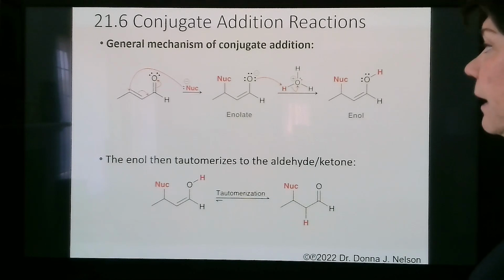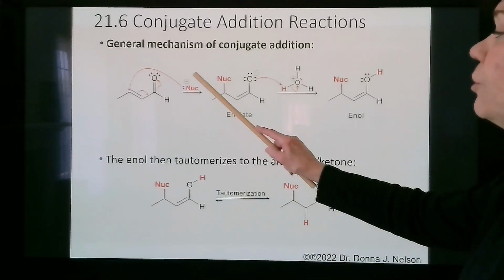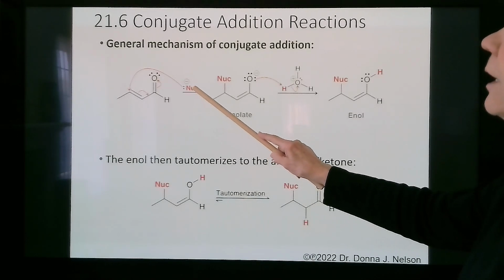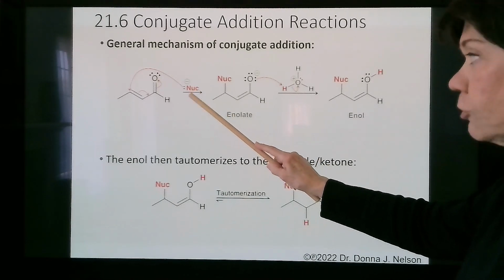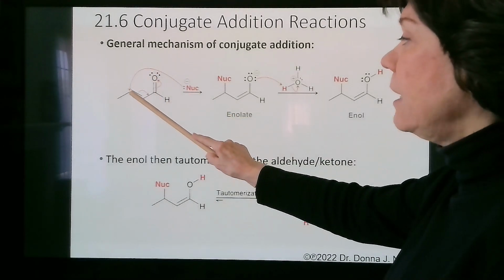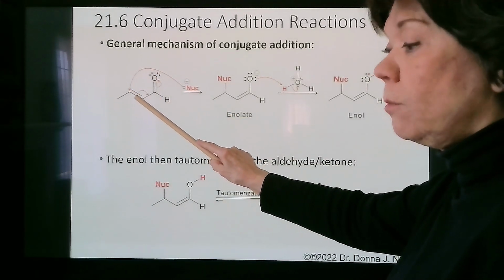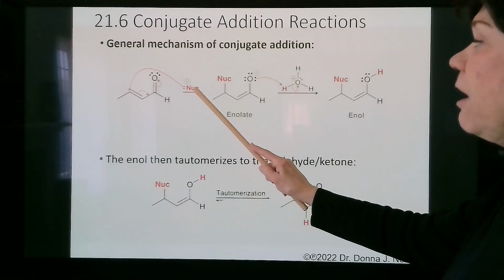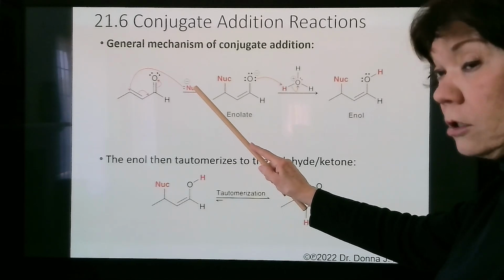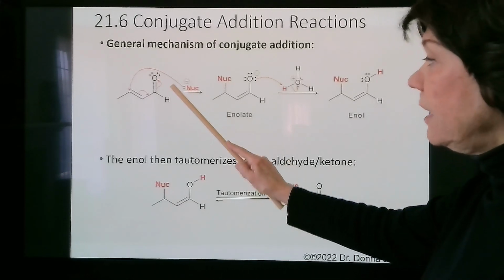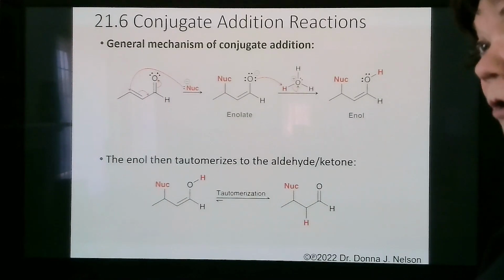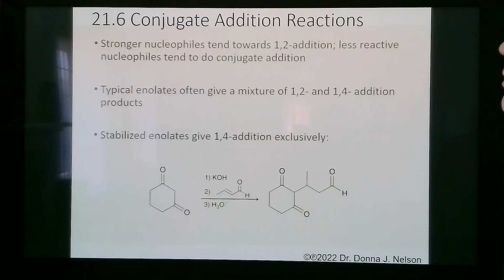So there's the general mechanism. If the carbon in your nucleophile is bearing a smaller partial negative charge, it will attack at the site of a smaller partial positive. If the carbon in the nucleophile is bearing a larger partial negative, then it will attack at the carbon that is bearing the larger partial positive. So let's look at some other examples of that.